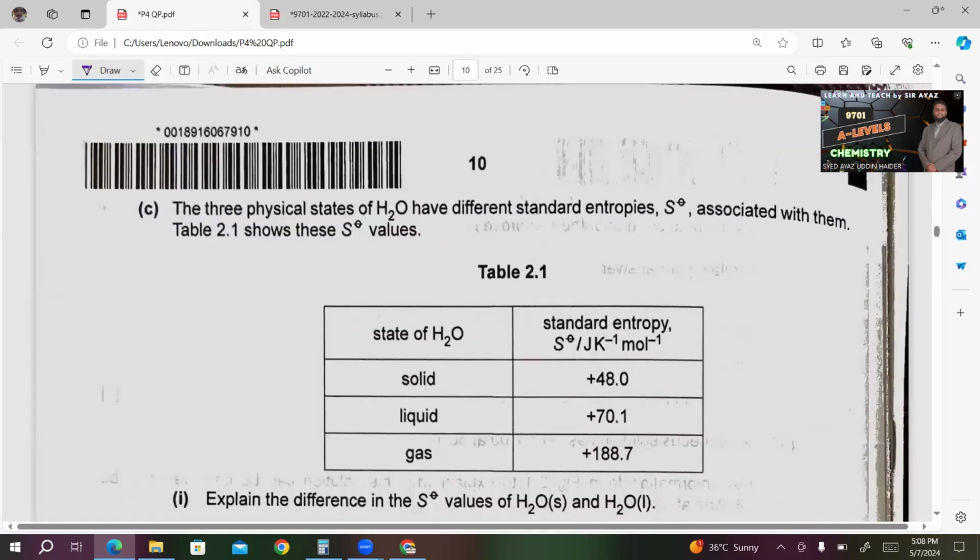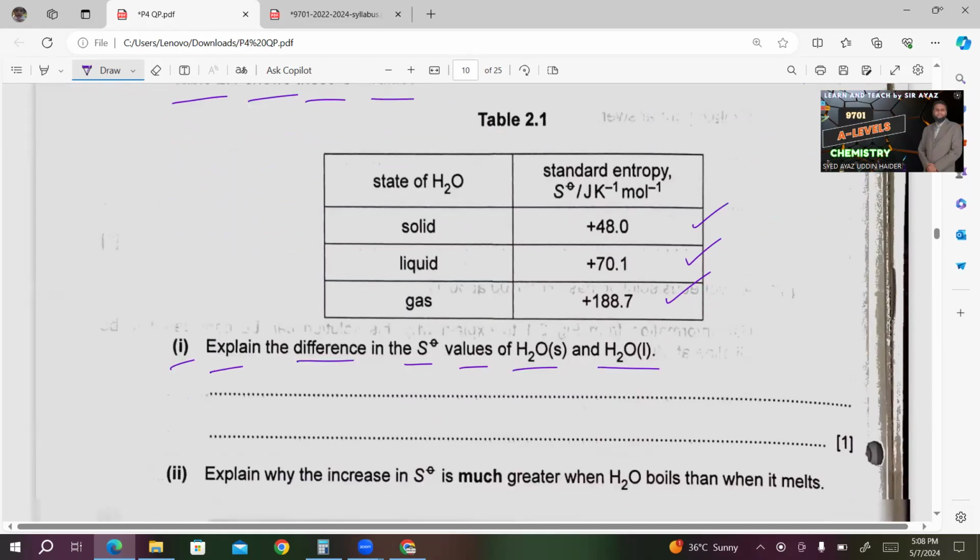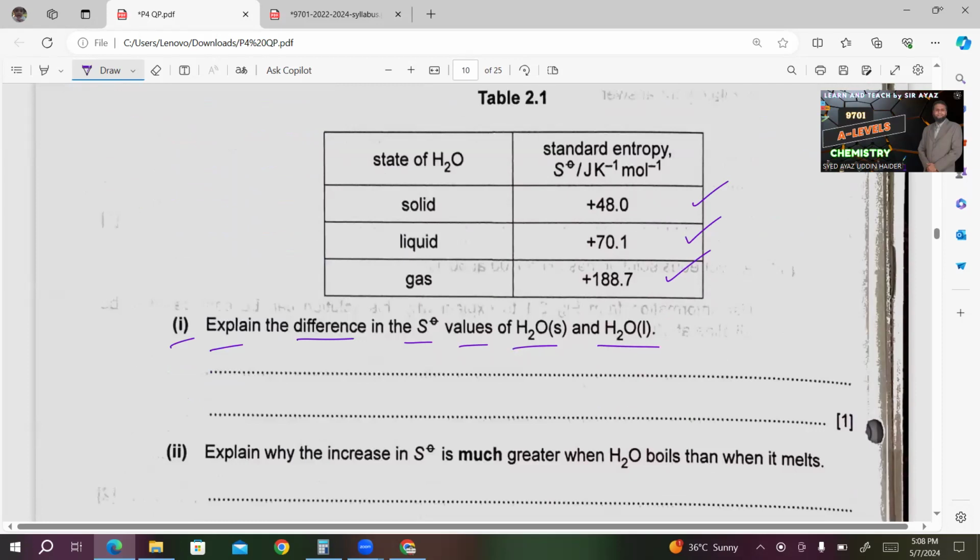Moving to next part. Number 3, the 3 physical states of H2O have different standard entropies associated with them. Table 2.1 shows these S values. We have the values for solid state plus 48, liquid state plus 70.1, gas plus 188.7. Number 1, explain the difference in S values of H2O solid and H2O liquid. Definitely if you compare liquid to solid, there's more randomness. So you can say they have more disorder or randomness.